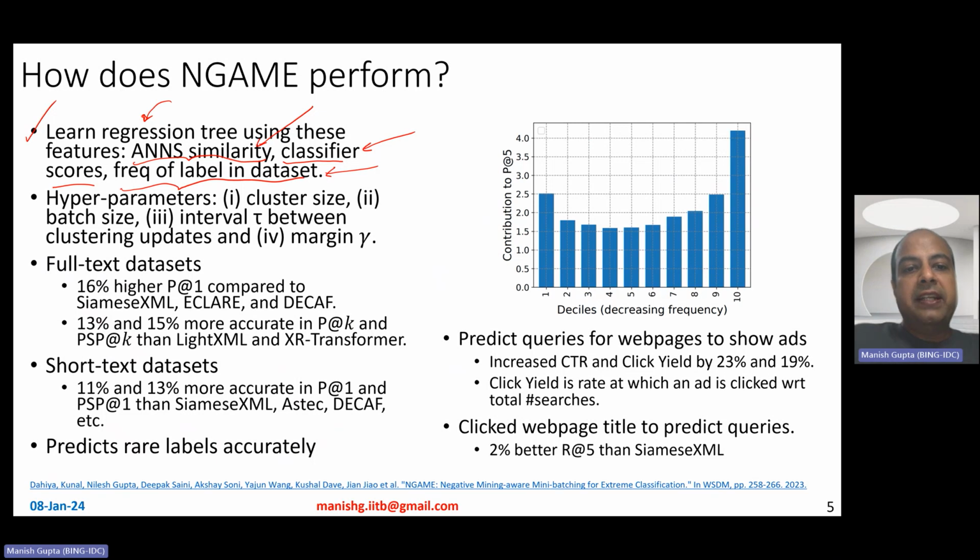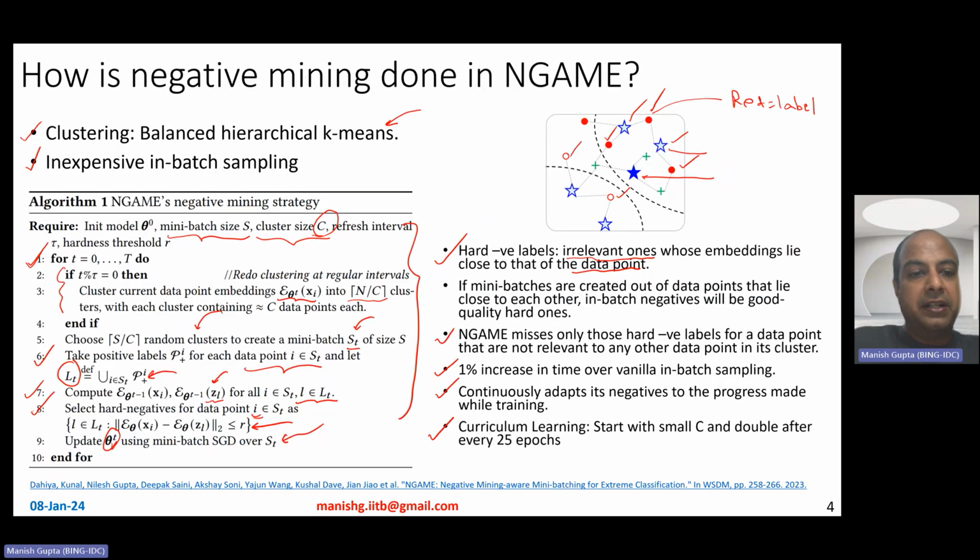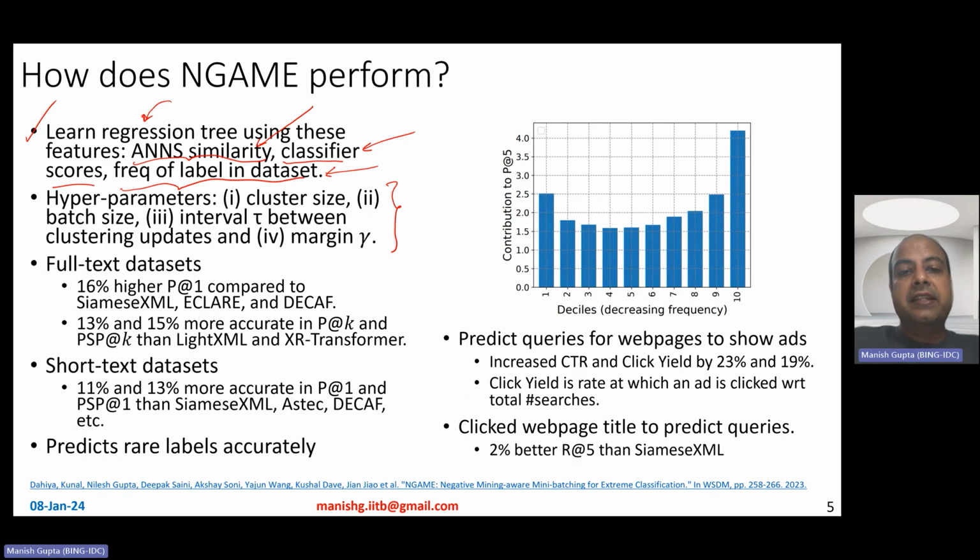Okay. Overall, NGAME has these four hyperparameters: cluster size, batch size, and the interval between clustering updates. You don't really update the clusters at every time step because that would be too expensive. So maybe you update the clusters once every 5 steps or 10 steps and so on. And then the margin gamma, which is the margin while you are solving the Siamese loss.